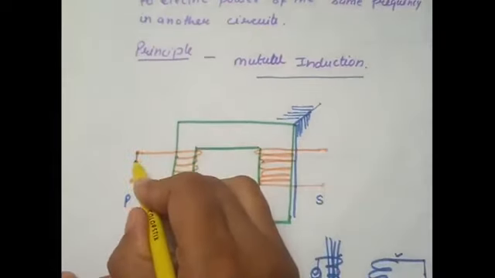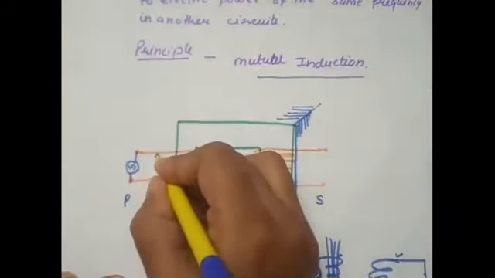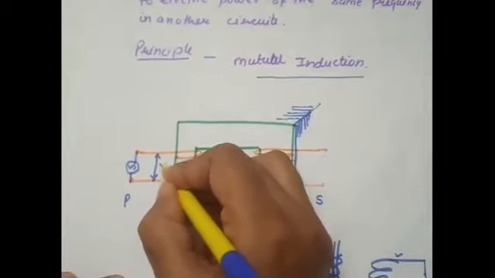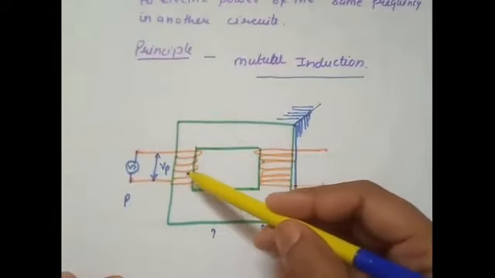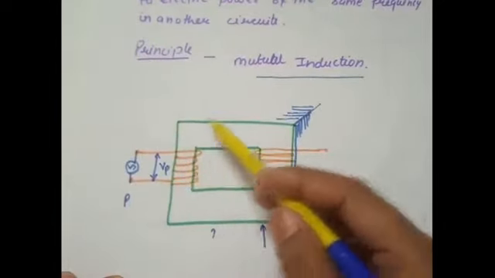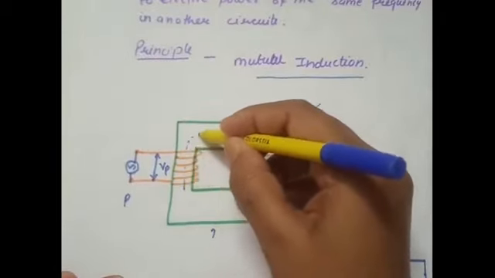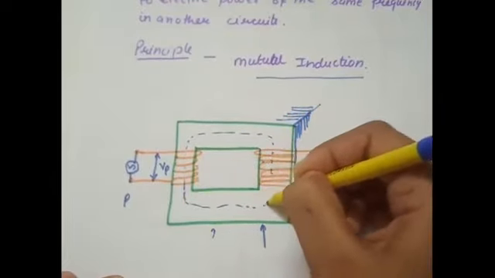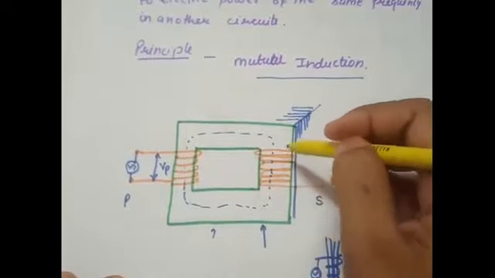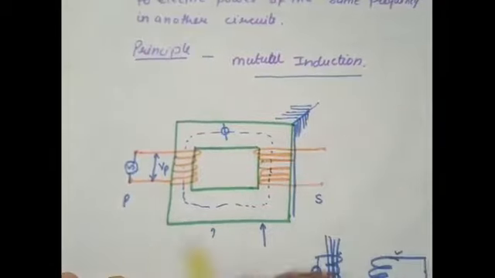The primary is connected with the AC source. This is the symbol for the AC source. Now the potential difference developed across the primary coil will be called Vp. When the magnetic field is produced in the primary coil, because of this steel, it will link directly to the second coil through the steel plate. This is the magnetic flux phi.